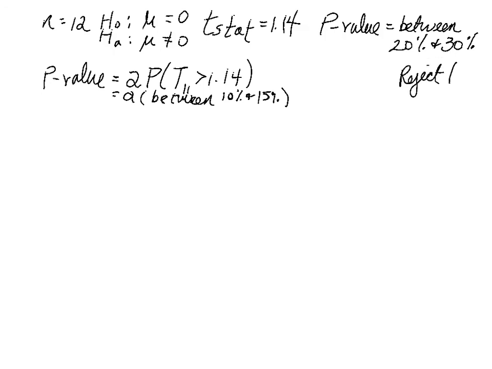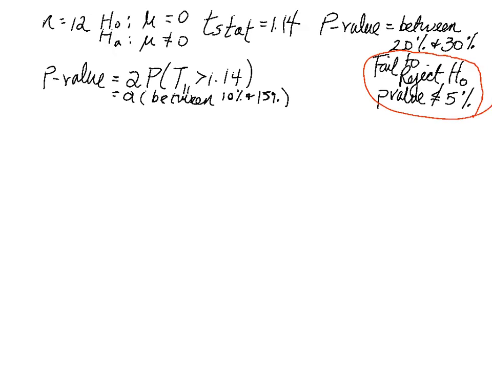So if you were to test this against a 5% level of significance, we would fail to reject the null, because the p-value is not smaller than 5%. I'll write that as a percentage. You can write them as percent or as decimals. Since I started as percent, I'm going to continue as percent. So we would fail to reject because p was not smaller than 5%.